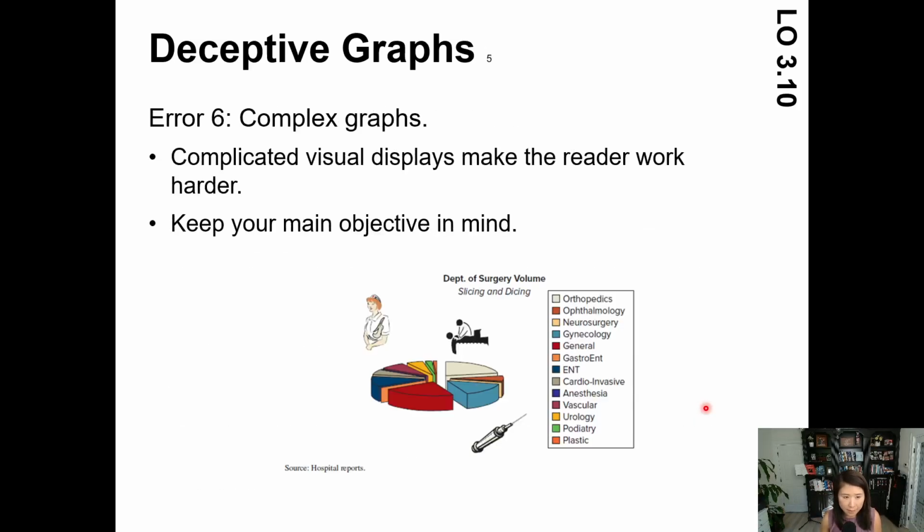Okay, error 6 is called complex graphs. Complicated visual displays make the reader work harder. Keep your main objective in mind. Like this diagram, right? We have so many legends, and the pie itself ended up very unclear, and we have graphs. It's just too many things going on. As I look at this chart, I have no idea what kind of insight I should get out of it. The main reason is because it's a very complex graph.